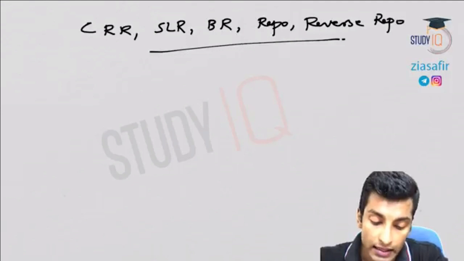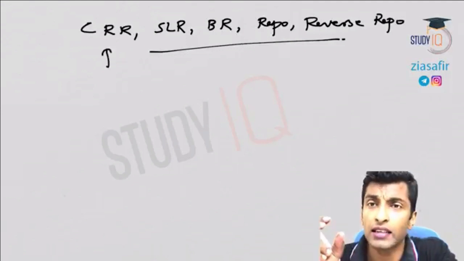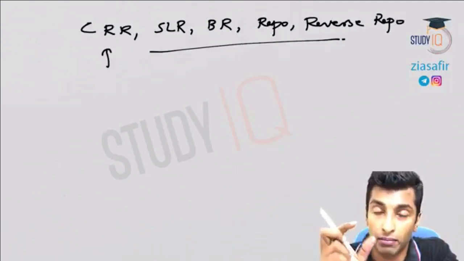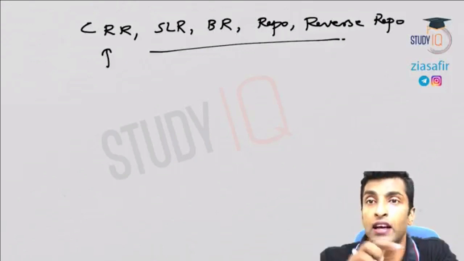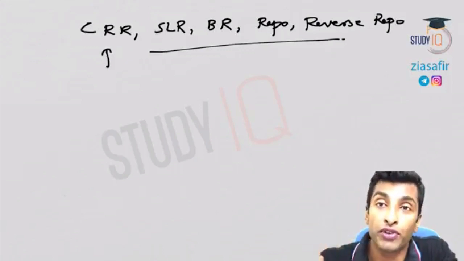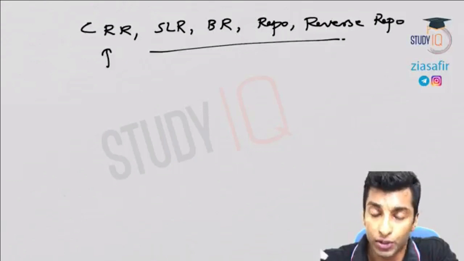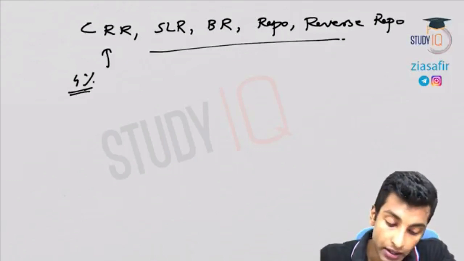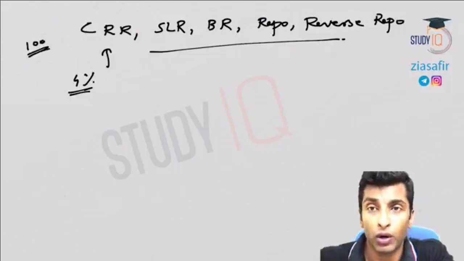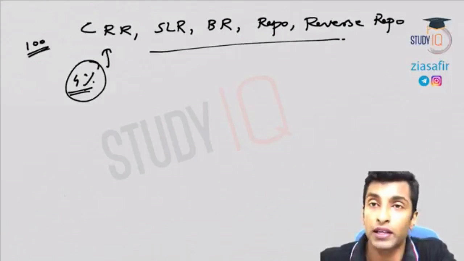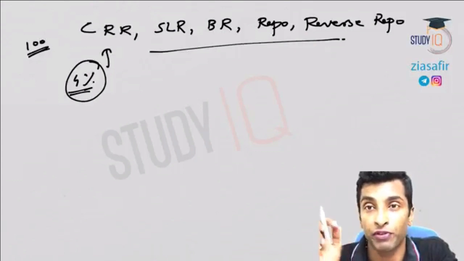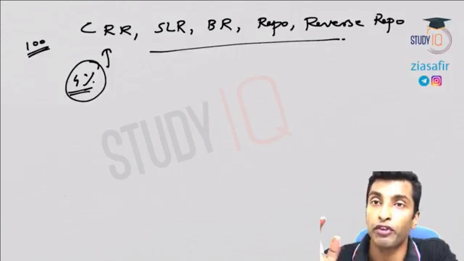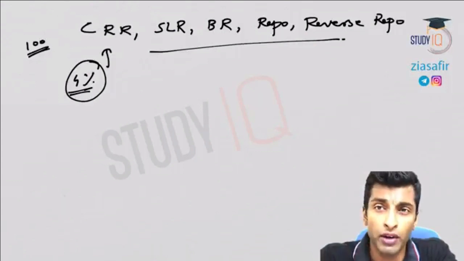Okay, now what is CRR? CRR is the percentage of NDTL, the money with the banks, which has to be kept in the form of cash with RBI at any point of time. So let's say 4% is the CRR, means out of, let's say, 100 rupees the total deposit, out of the 100, you have to keep 4% in the form of cash with RBI. That is what CRR. At any point of time, you have to maintain this in the form of cash.